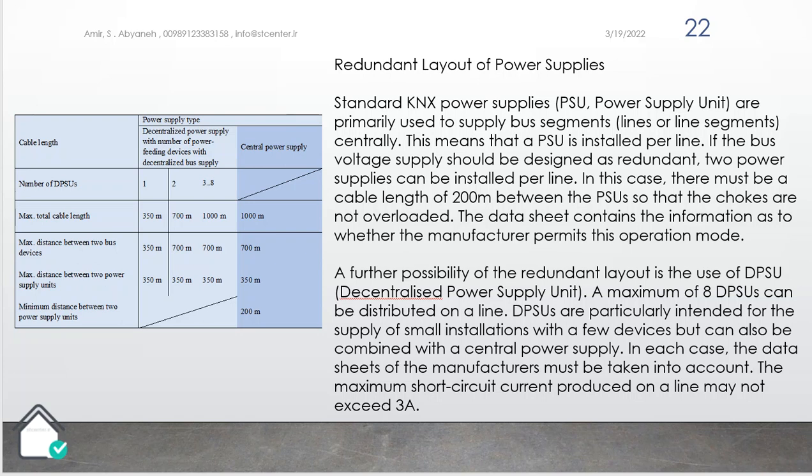So consider it, but according to my experience, maybe it's better to keep with one power supply to not make any mistakes. A further possibility of redundant layout is the use of DPSU. It means decentralized power supply unit. A maximum of 8 DPSU can be distributed on a line. DPSU are particularly intended for the supply of a small installation with a few devices.